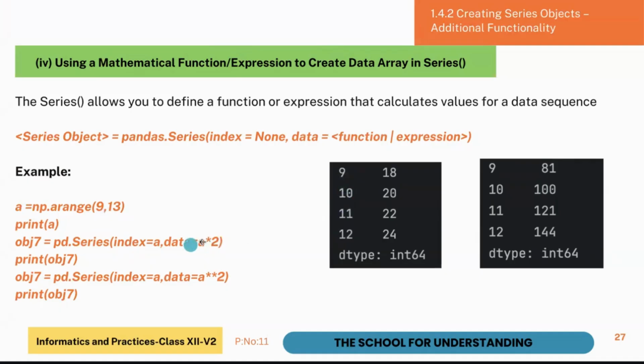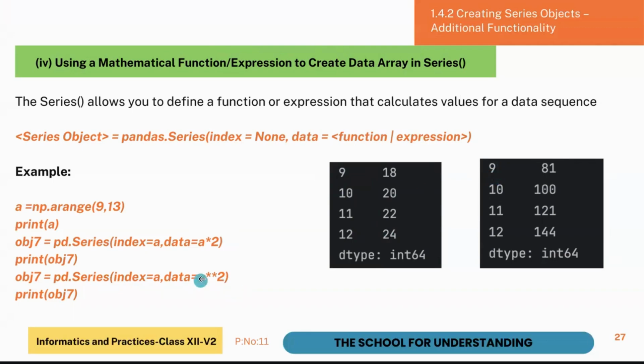But the corresponding data will be A star 2. This will be multiplied: 9 multiplied by 2 is 18, 10 multiplied by 2 equals 20, 11 multiplied by 2 equals 22, 12 multiplied by 2 equals 24. And this is another example where I am doing double star, A star star 2. It means, like 9, you are multiplying into 9.